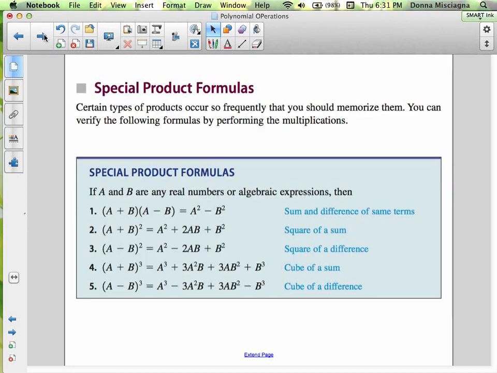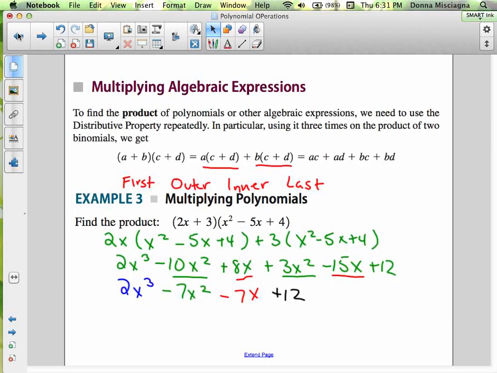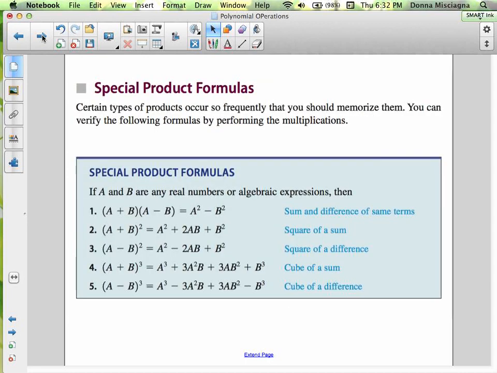I'm going to pause and let you do a couple practice problems, and then we're going to look at special product formulas. Now for these problems, you can certainly use multiplication by distribution, just what we've done here for multiplying these two polynomials. But there are some times when you can use a shortcut, and I want to share those shortcuts with you so you can use them as well. So I'm going to pause for now so you can do a couple practice problems, and then we're going to look at special product formulas.